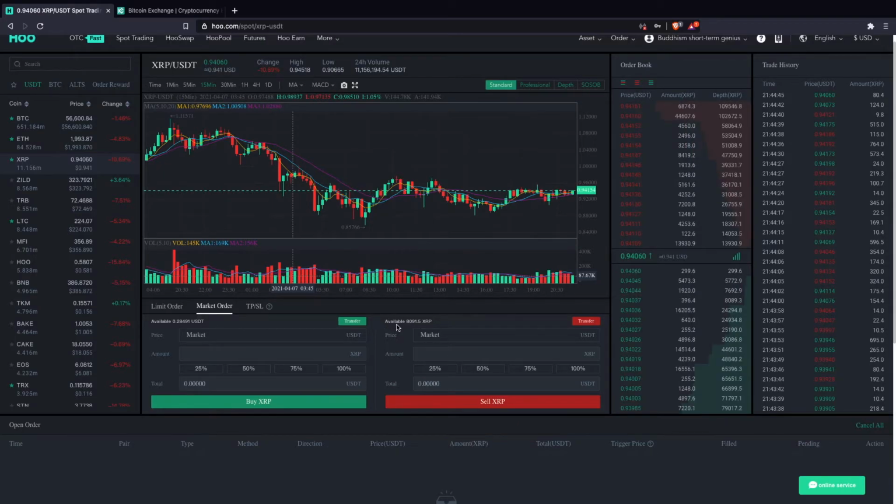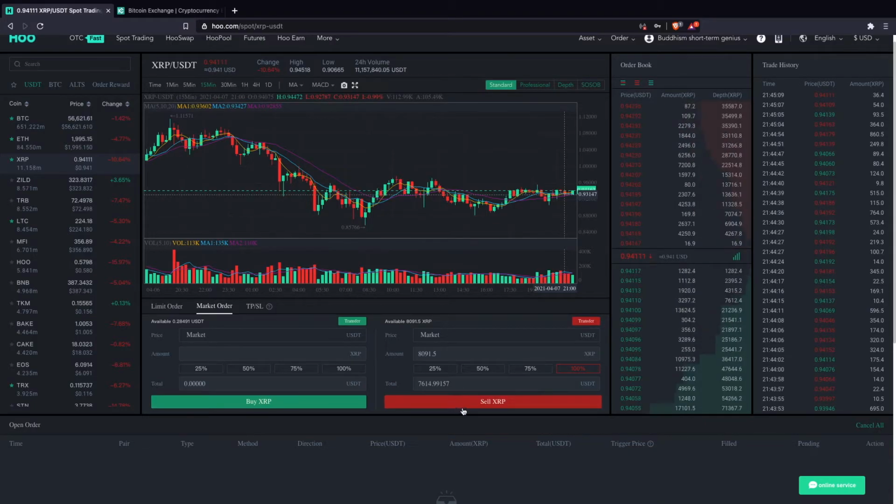Okay, so in our case, I am selling my XRP at the best available price. And let's say I want to sell all of it because I want to take all of this XRP and buy VeChain. So I'm going to convert that to USD Tether. And this is how much USD Tether you're going to get in return right here.